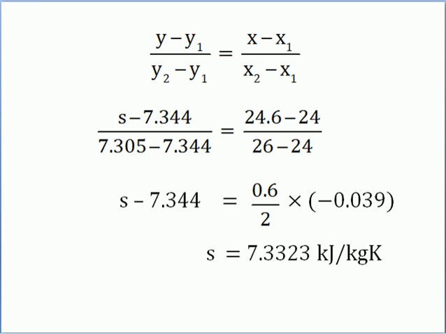Let's substitute all these values in the interpolation formula, and the calculation goes like this. Finally, we get the unknown specific entropy as 7.3323 kilojoules per kg Kelvin.